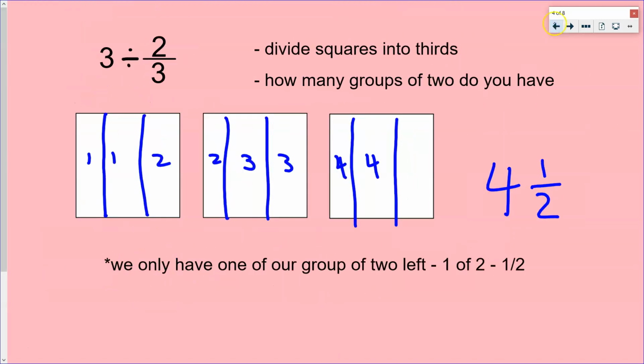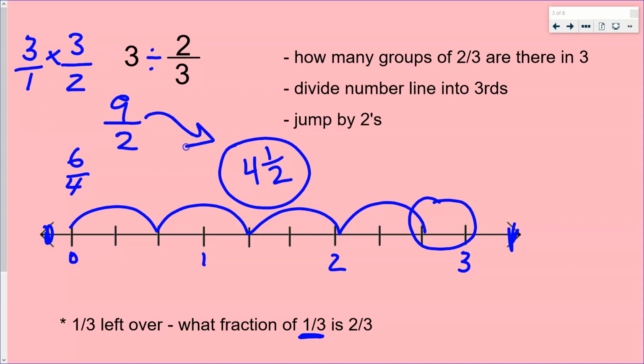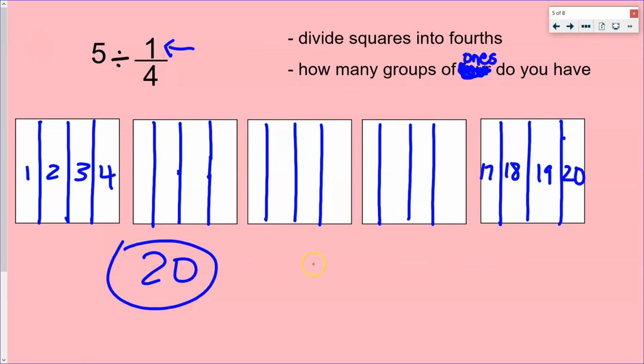So let me just go back here and show you how this works. This one here. Okay, 3 divided by 2/3. 3 is the same as 3 over 1 times, flip this, 3 over 2 first. 3 times 3 is 9, 9/2, which is the same as 4 1/2. Okay, this one, same thing. This one we would have 5 over 1 times 4 over 1, and that gives us 20.